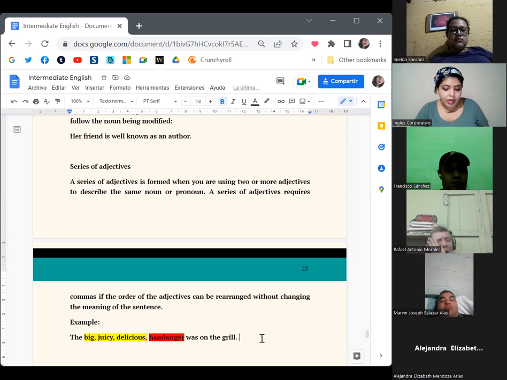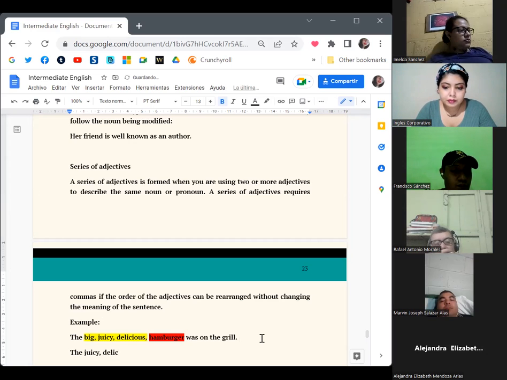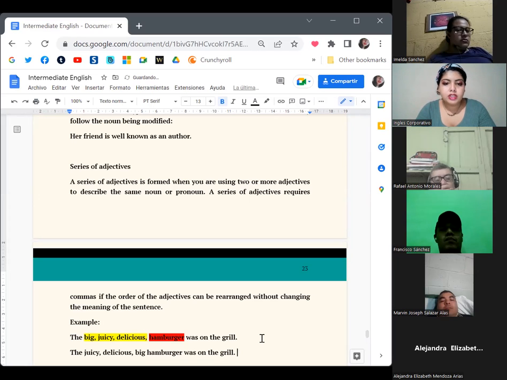So, then we have the same sentence, but changing some adjectives. I mean, changing the order of the adjectives. So we can write the juicy, delicious, big hamburger was on the grill. So we are just changing the order. And it says, rearranging the order of adjectives in this series does not change the meaning of the sentence.